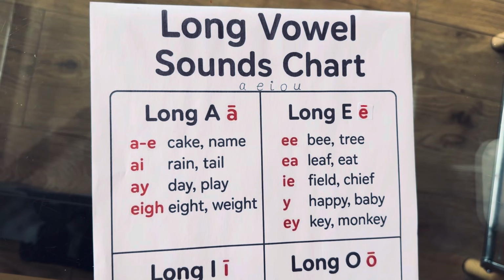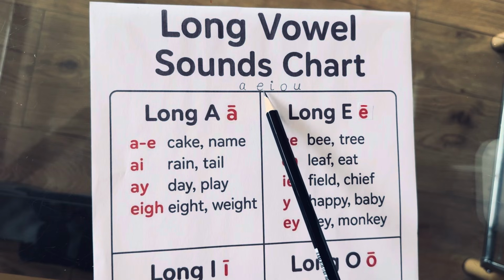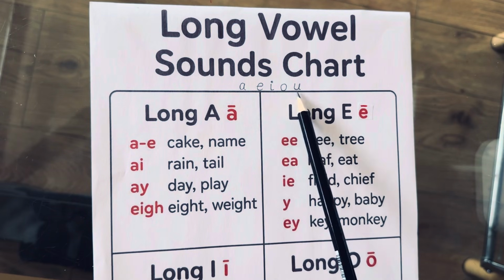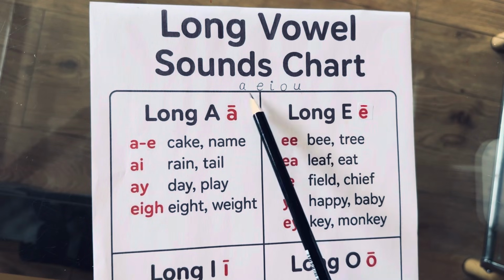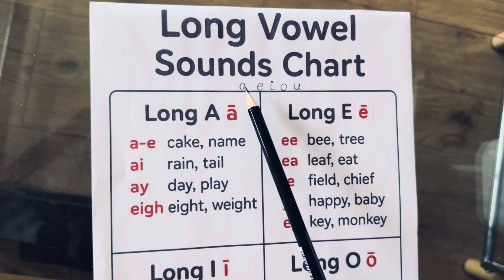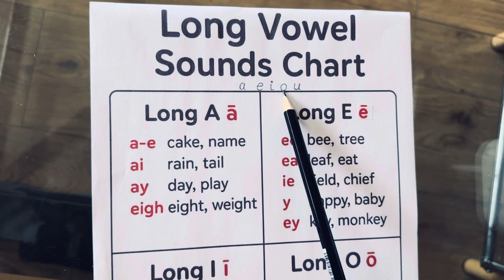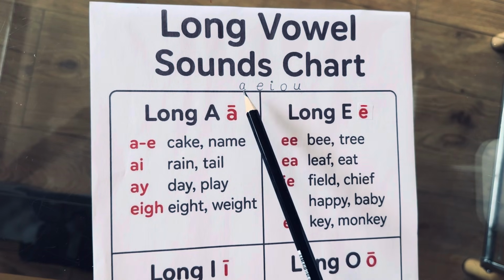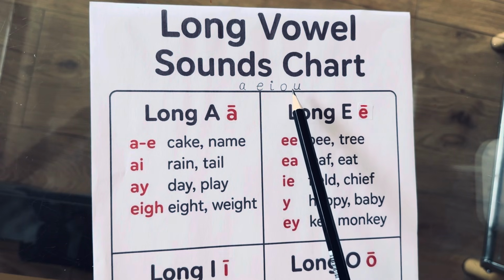In today's video we will learn long vowel sounds chart. Do you know what the vowels are? Vowels are A, E, I, O and U. Each of these vowels has two sounds, the short sound and the long sound. The short sound is A, E, I, O, U, and the long sound is the actual name of the letter: A, E, I, O, U.